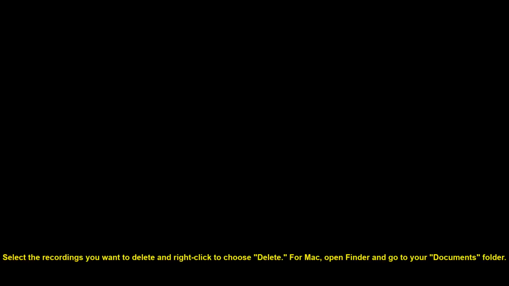Next, to remove any local recordings, navigate to your File Explorer or Finder again. For Windows, go to your Documents folder. Open the Zoom folder, which should contain your local recordings. Select the recordings you want to delete and right-click to choose Delete.